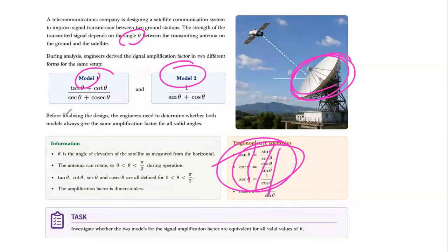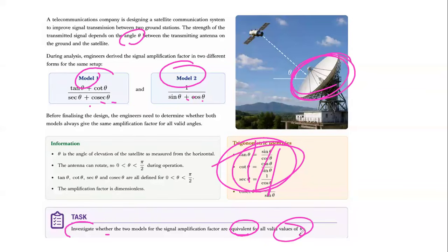But before they finish the designing, they want to determine whether both models, once amplified, give the same values. They have given you some more information, that the angle of elevation is measured from the horizontal. But they want us to investigate whether the two models for the amplification are equivalent. Whether these two models are equivalent for all the values of theta. And that's what we are going to do.